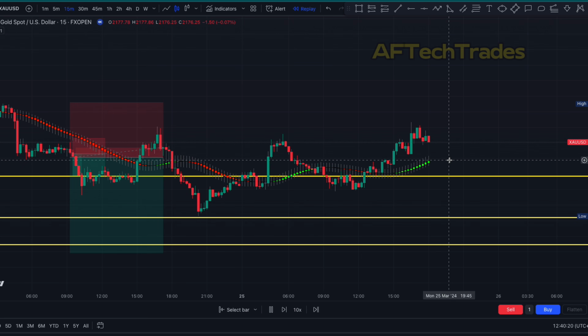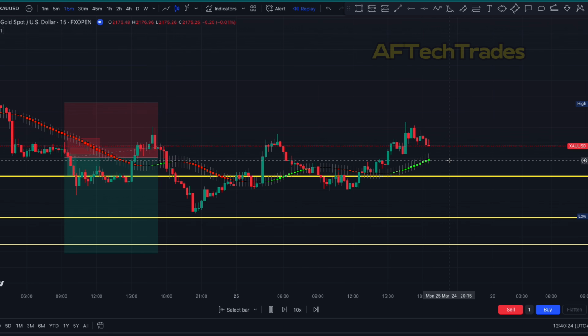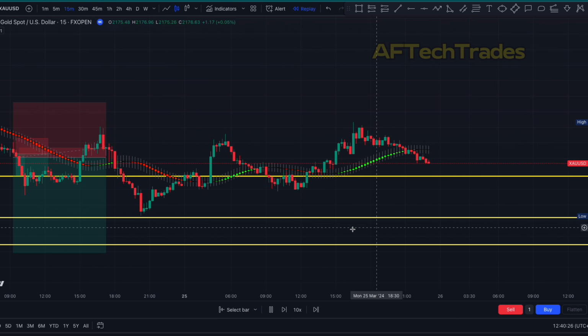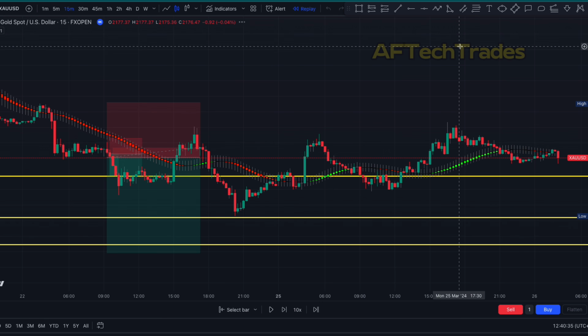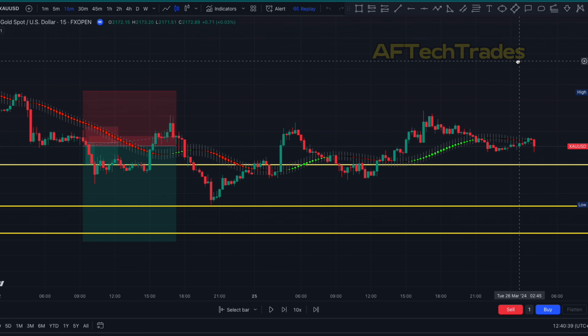So this is a 15-minute time frame. This is kind of a bit slow. Oh, this is a current market. So this is a current market actually.